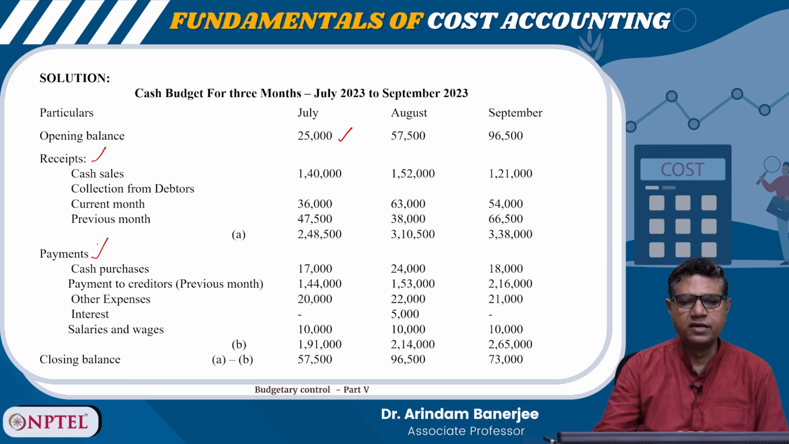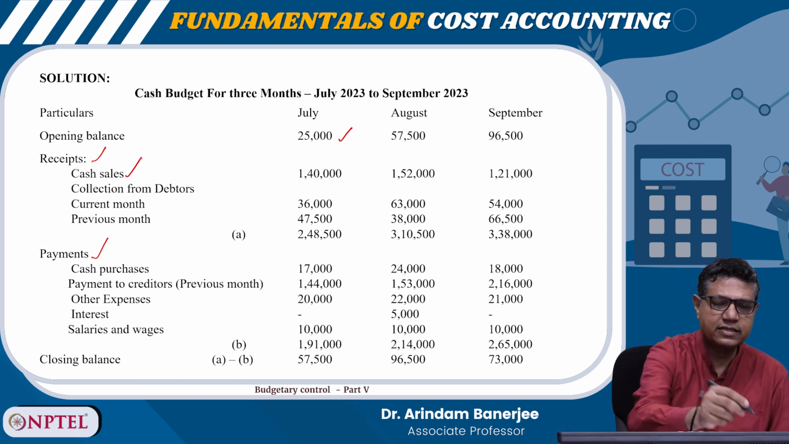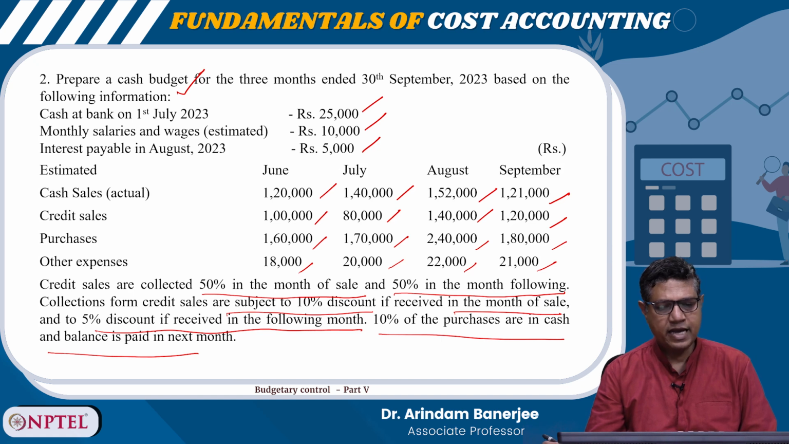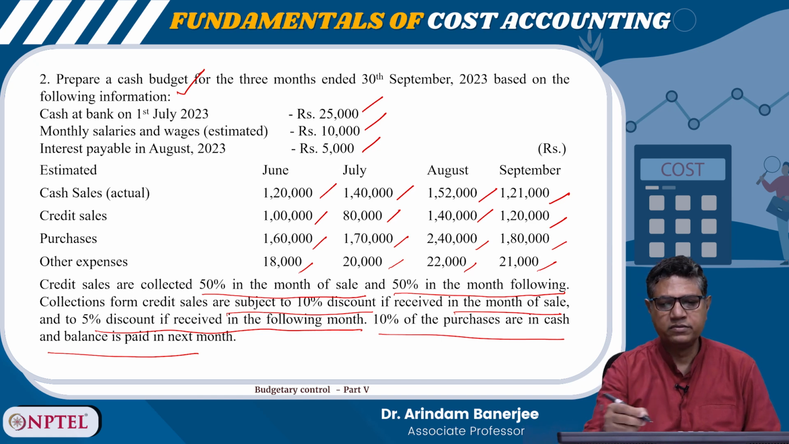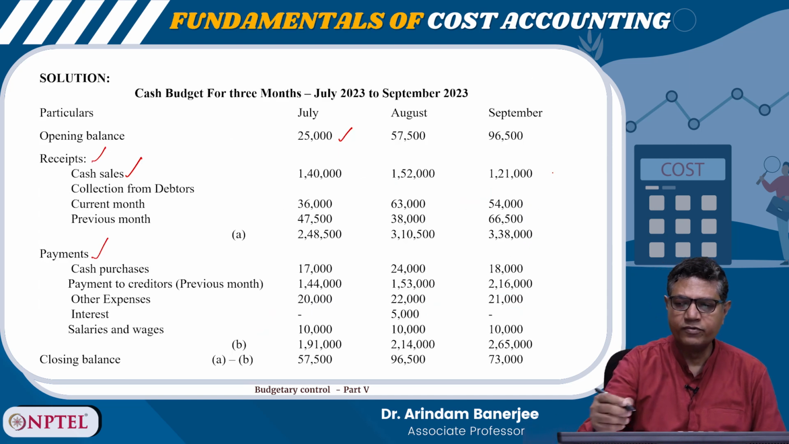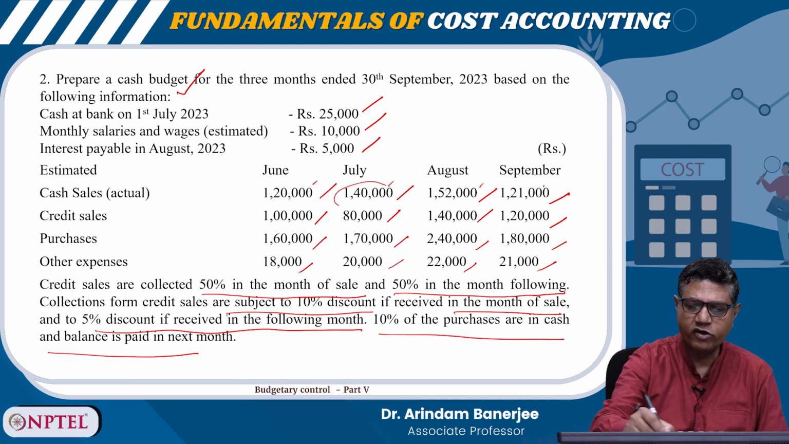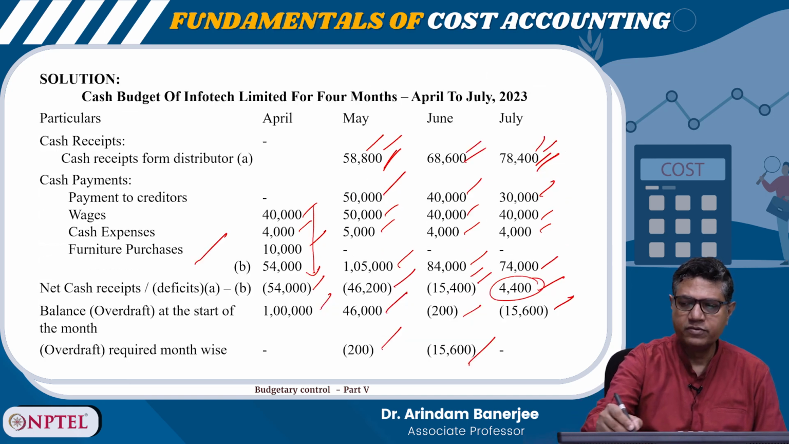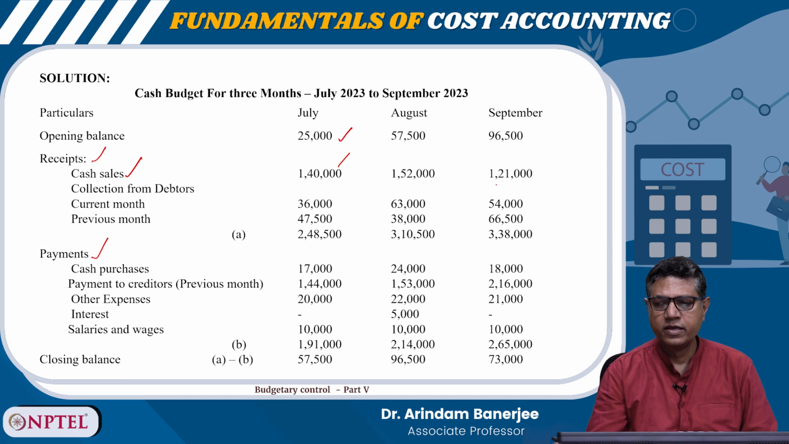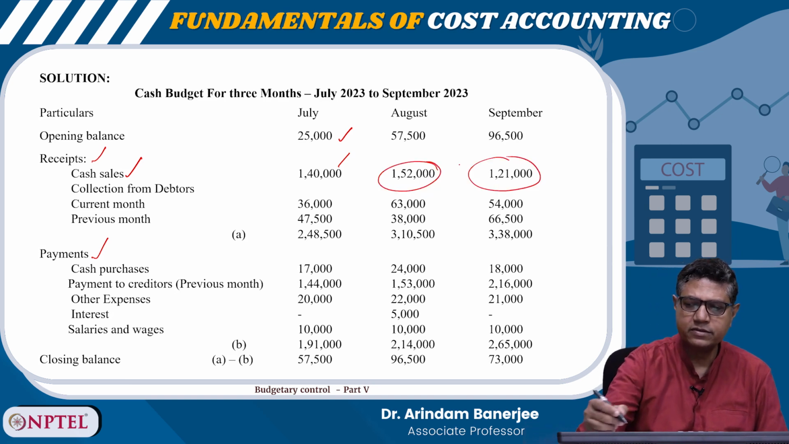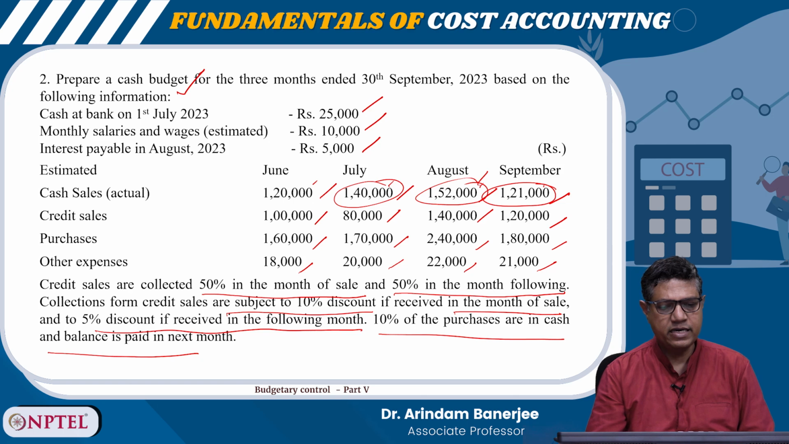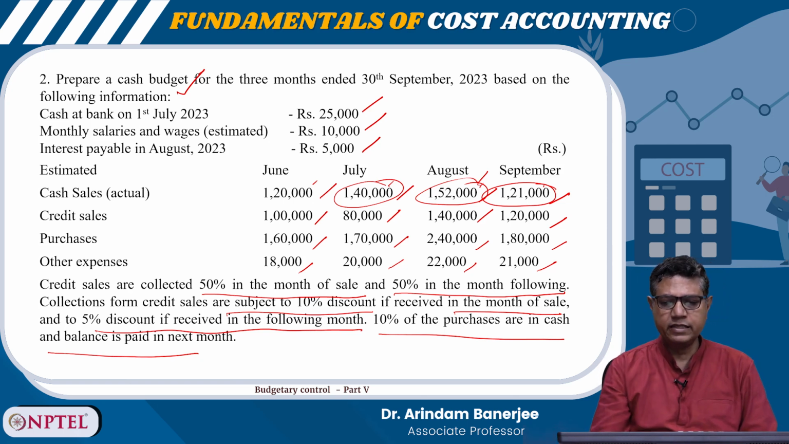First major receipt is the cash sales, right. So, cash sales we can see here. It is saying actual, right, 1,20,000, 1,40,000, 1,52,000, 1,21,000, right. So, 1,40,000 here in July, 1,52,000 and 1,21,000. This is the cash sales, right. Collection from debtors, it said 50% are collected in the month of sale, right.